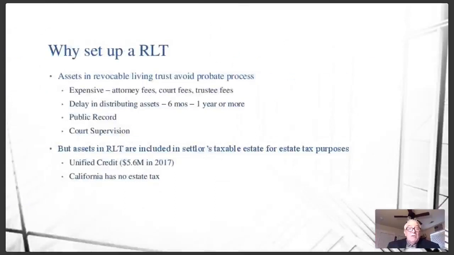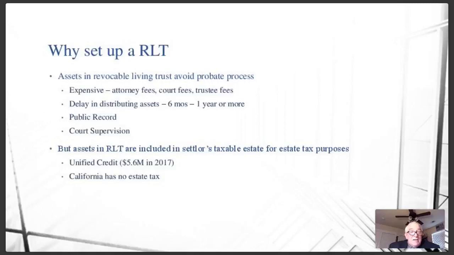So why set up a revocable living trust? The main reason is that the assets that you contribute to the revocable living trust avoid the probate process when you die. Now, probate is a very expensive process and it involves attorney fees, court fees, and trustee fees. There's a substantial delay in distributing assets from a probate, a minimum of 6 months, but it could go on for a year or more. Everything in the probate is public record, and it's subject to court supervision.